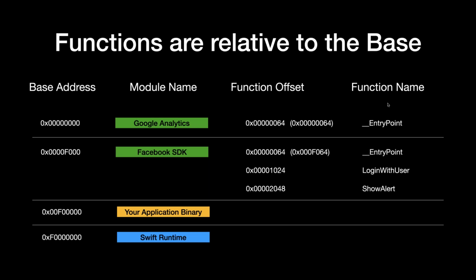Now, Google Analytics also implements an entry point. Their entry point is also 64 bits past the beginning of their framework. But because the base address of Google Analytics is 0, the absolute address of Google's entry point is just 64. So you can see how the absolute addresses are needed in order to jump around in memory.